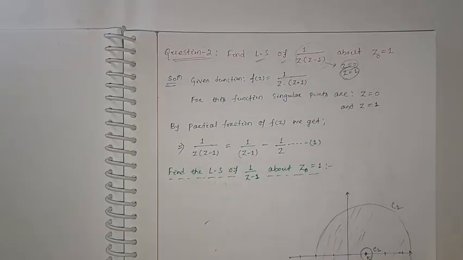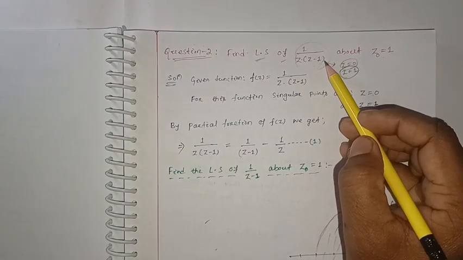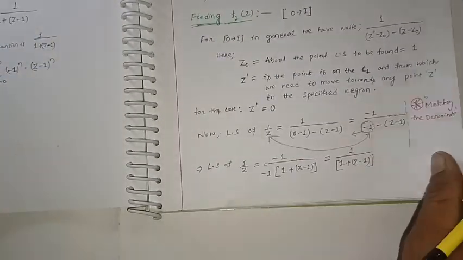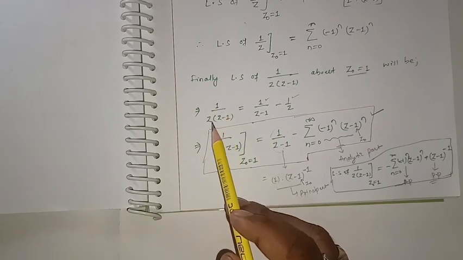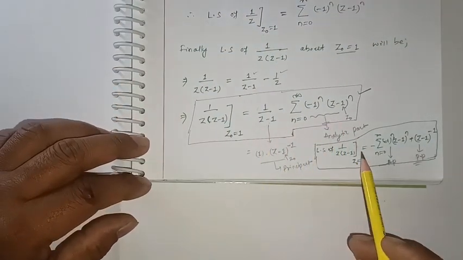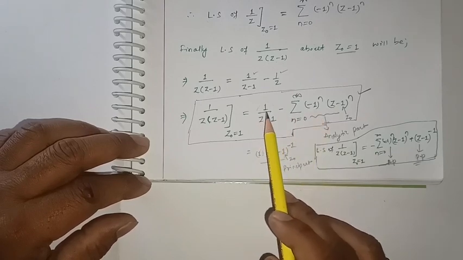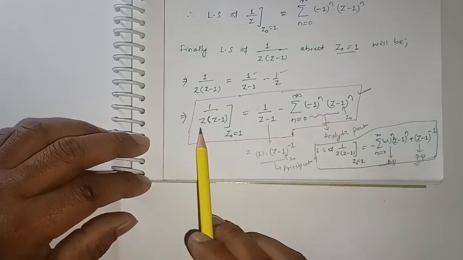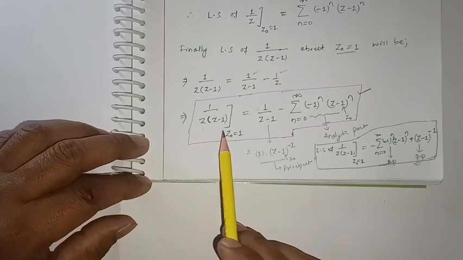Then we discussed the Laurent series of 1 by z into z minus 1. In detail, we discussed that question, and we found the Laurent series of 1 by z into z minus 1 will be this much. Here we wrote this term first and this term second. We found the Laurent series of 1 by z into z minus 1 about z0 equal to 1.